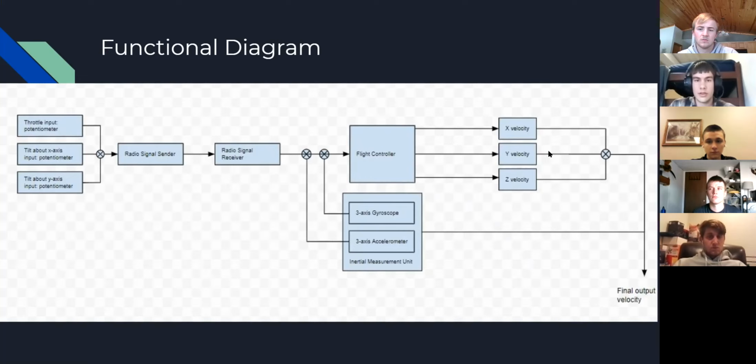And then that sends signals to the 4 motors, and those 4 motors control the x velocity, the y velocity, and the z velocity. And then the feedback from the velocities is sensed by a 3-axis gyroscope and a 3-axis accelerometer in what's called the inertial measurement unit, and is fed back into the flight controller.